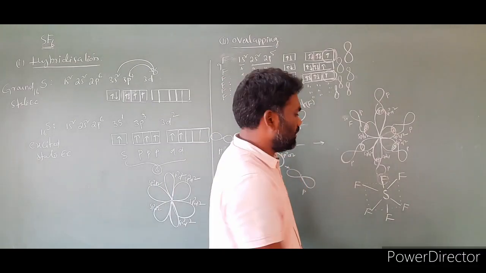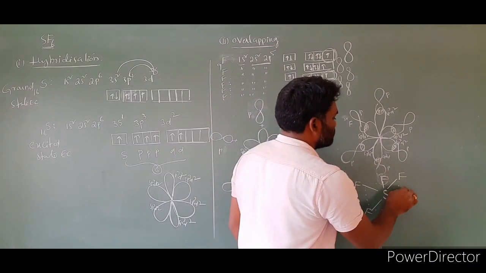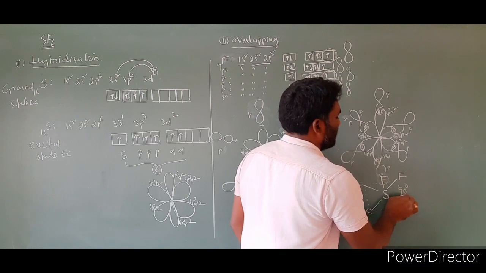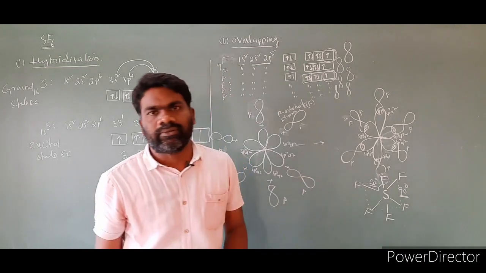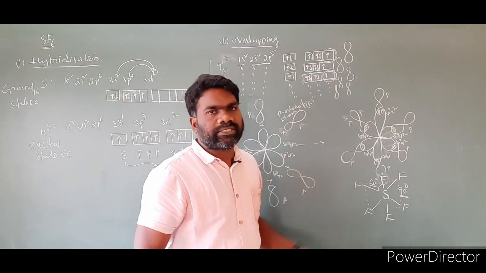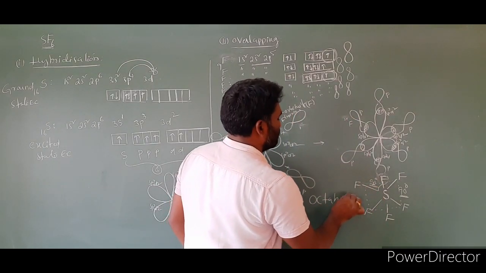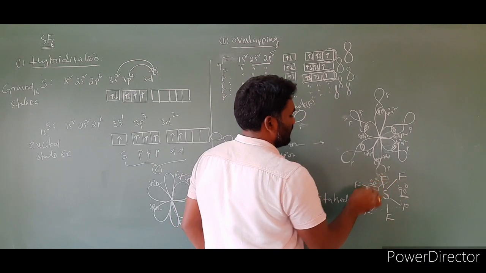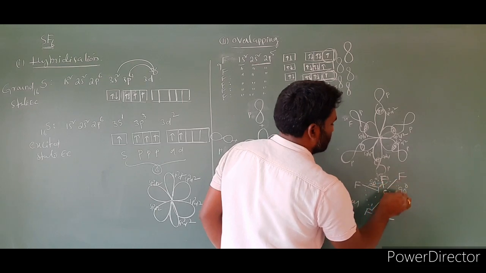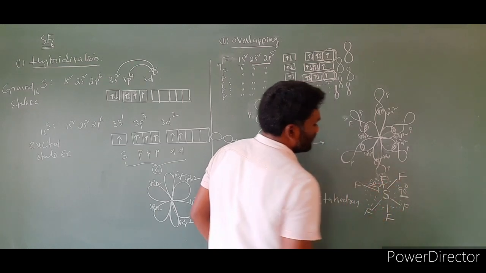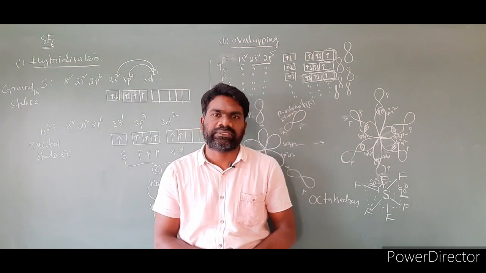The bond angle between any 2 fluorines, you can take any 2 fluorines, the angle will be 90 degrees. And one more thing, the shape of the molecule is octahedral. We have to connect all. These 3 we have to connect. So the shape of the molecule is octahedral. This is the SF6 molecule.